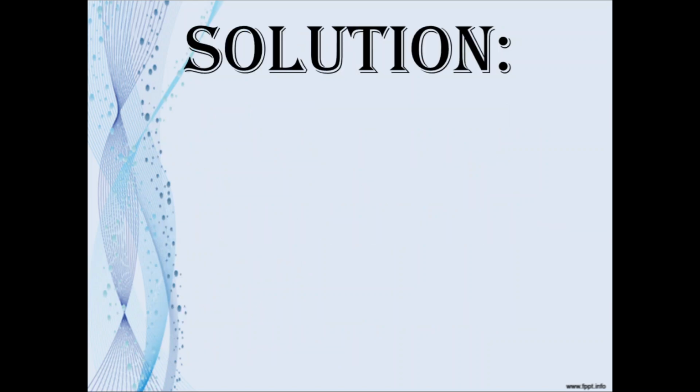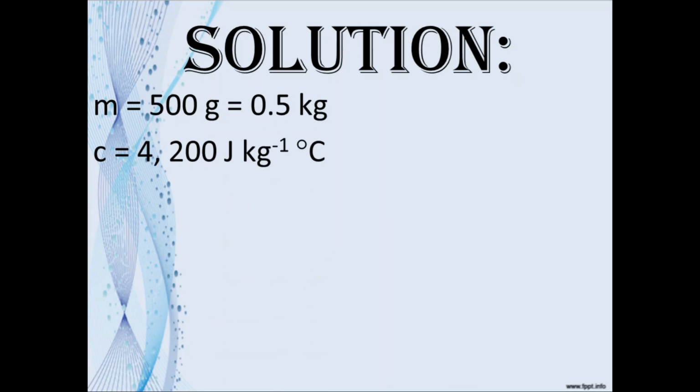So, how do we work out a problem like this? 1, the mass is 500 grams, which we have to convert to kilograms. Dividing by 1,000, you get 0.5 kilograms. The specific heat capacity of water is 4,200 joules per kilogram degrees Celsius.